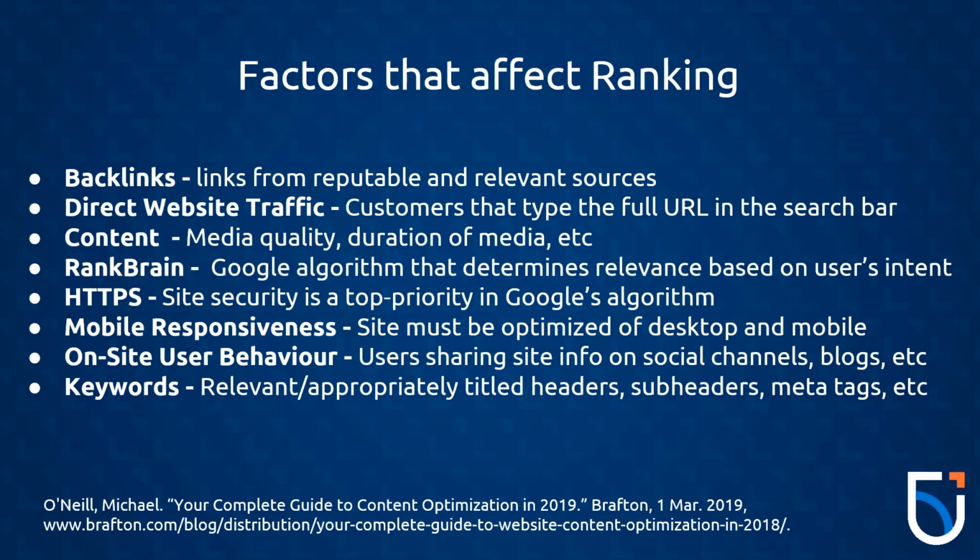2, direct website traffic: customers that type the full URL in the search bar. 3, content: media quality, duration of the media, and so on. 4, RankBrain: Google's algorithm that determines relevance based on users' intent. 5, HTTPS, which is site security, the top priority for Google's algorithm. 6, mobile responsiveness: your website must be optimized for both desktop and mobile.